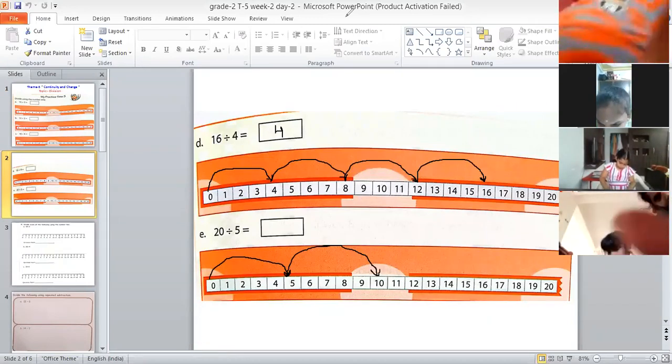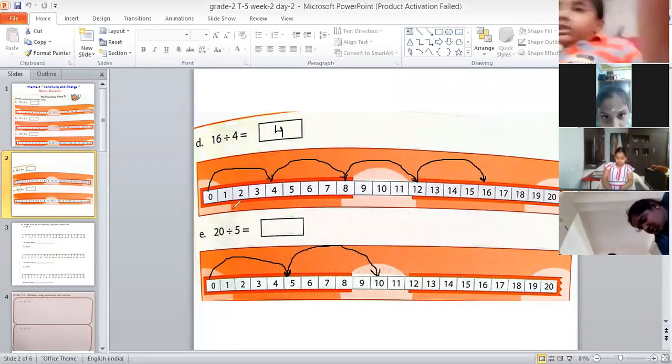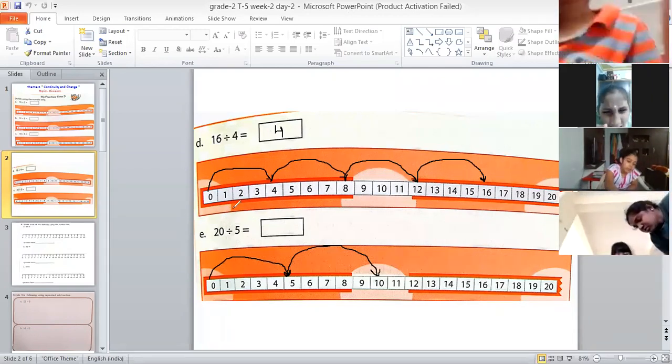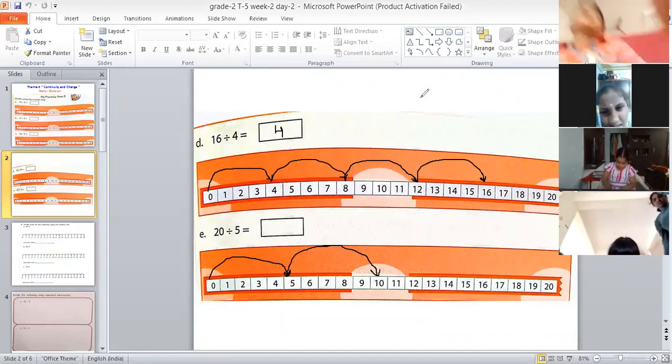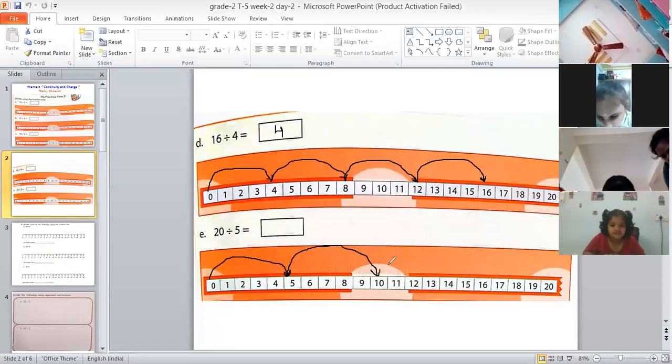The next number will be 10. Now, Krishika, after 10, what will be the next number? 15, ma'am. Very good. If you take 5 steps forward again, you will reach number 15 after 10. Kartika, what will be the next number after 15?